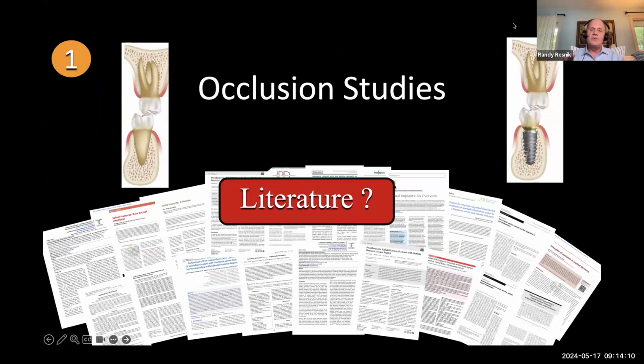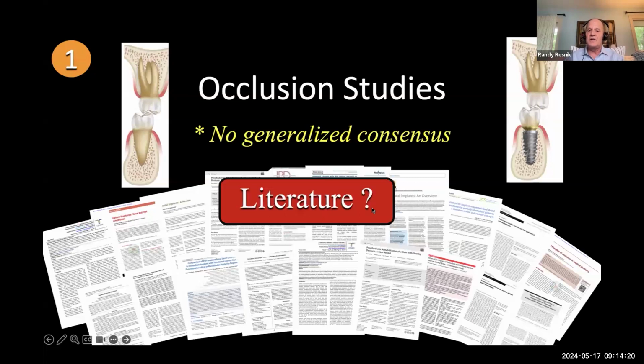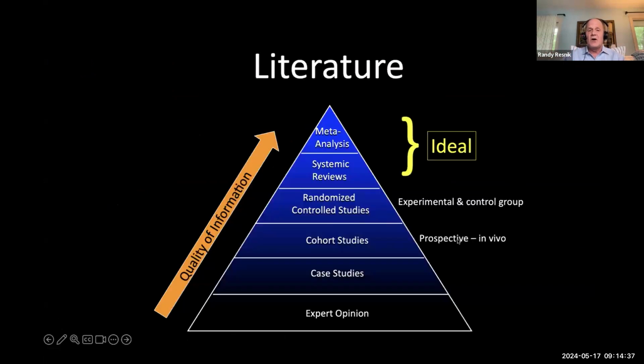First of all, occlusion studies. If we look at the literature, it is basically very difficult to understand and to get a conclusion on. There's no generalized consensus. If we look at anything in medicine, when we decide on a particular, say, medication or procedure, we look at what the studies show. The problem with occlusion studies is they are basically all over the place.